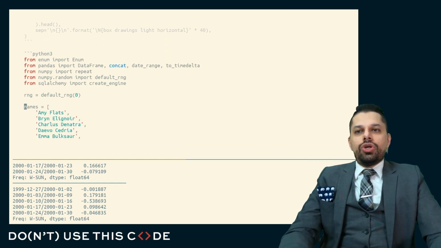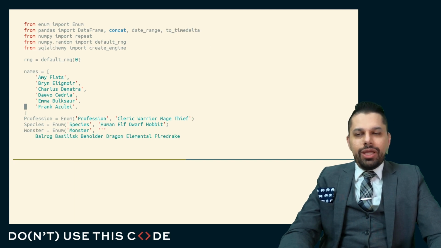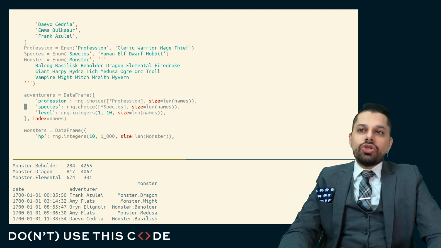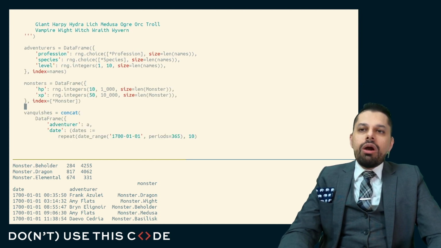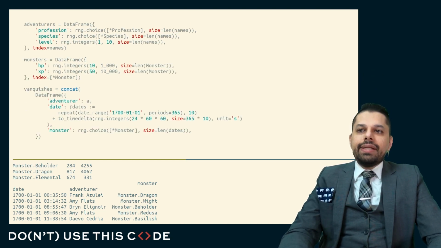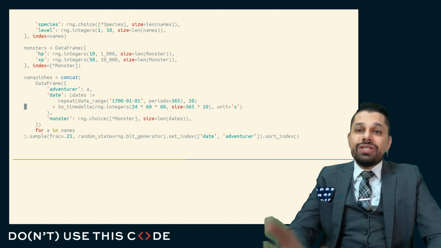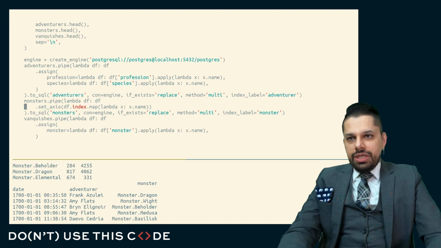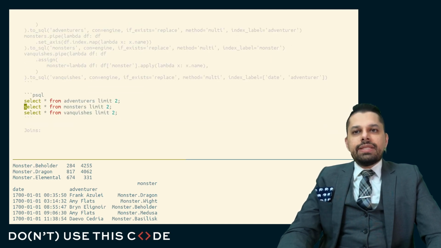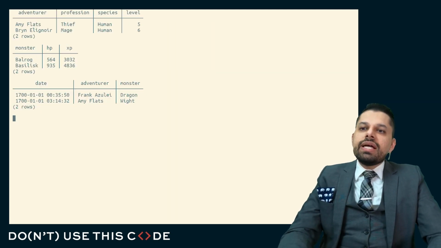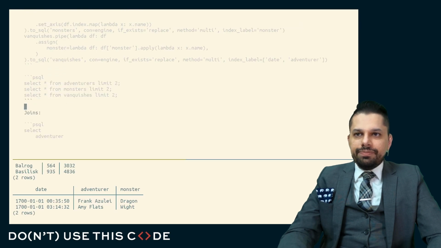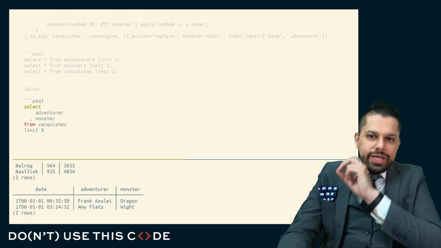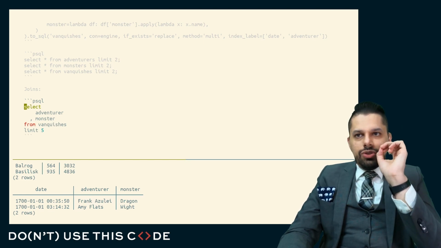Now, let us return to our data set that we were looking at before. Our adventurers, their profession and their species, the monsters that they fight, what level they are, and how much XP and hit points each monster is, and which monsters they defeated at which time. And using this data, we will take a look at some joins. And so, just to eyeball it, this is what our data looks like. If we wanted to look at two tables at the same time, we need special syntax for this.